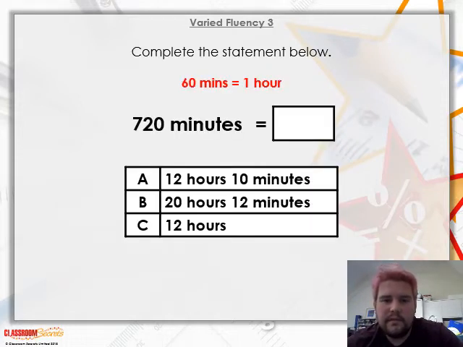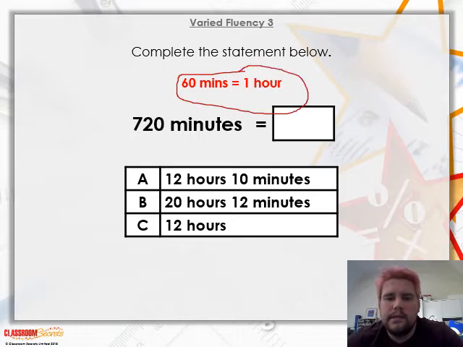Good, so now we're on to fluency 3. Complete the statement below. 720 minutes is equal to how many hours? This is equal to A, B, or C. So I've given you 60 minutes is equal to 1 hour. So what we could do is 720 divided by 60, because that would give us how many hours there are. Or again, we could just write 60, then 120, then 180, so you could continue where you left off from the question before. Or if you know what 10 hours is equal to in minutes, maybe that's your starting point.